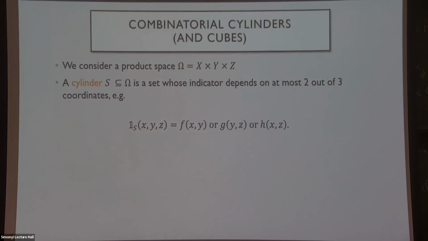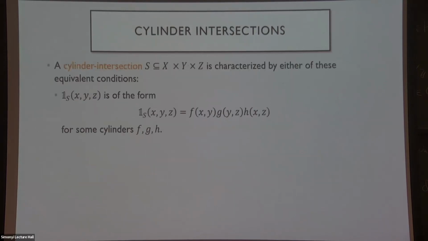So let me start here. A combinatorial cylinder is a simple kind of thing. We're going to talk about functions or sets inside some arbitrary product space, a function whose indicator function only depends on 2 out of the 3 coordinates. Occasionally I'll also talk about a cube, which is just a subproduct set, but that will play a less substantial role. The main character of the talk is the cylinder intersection.